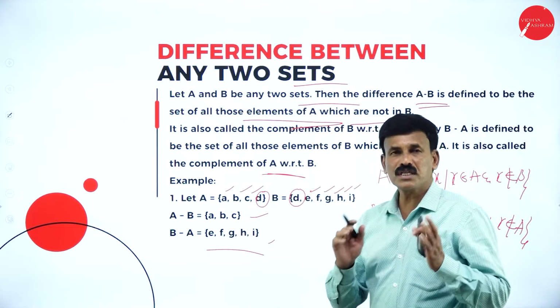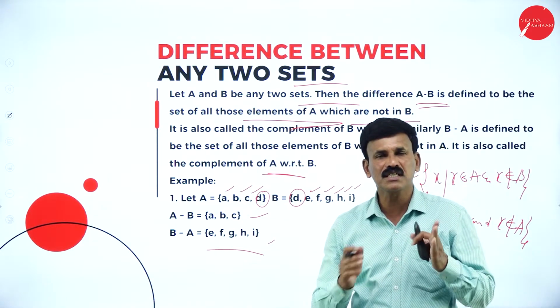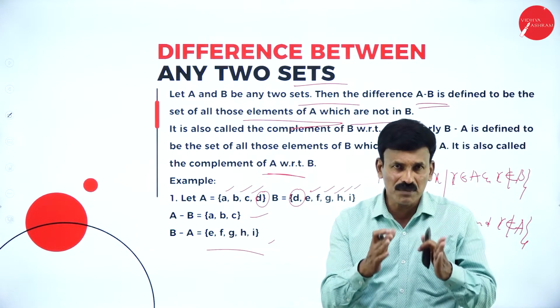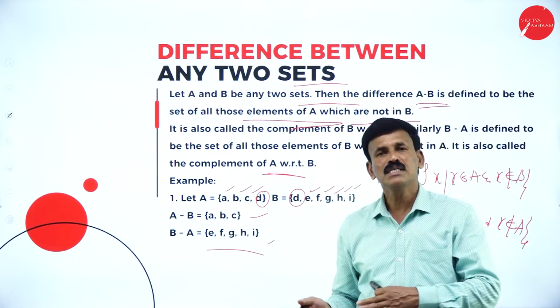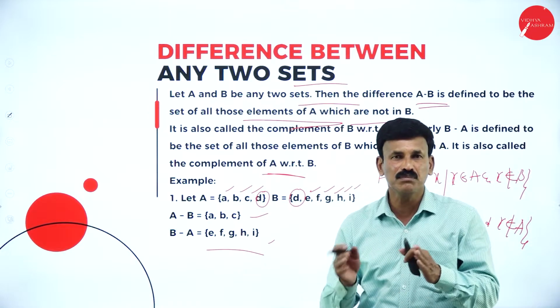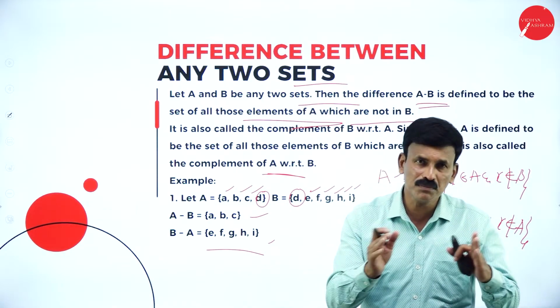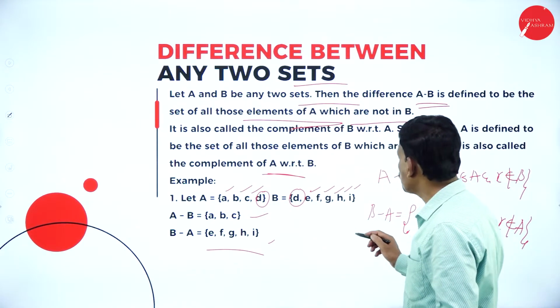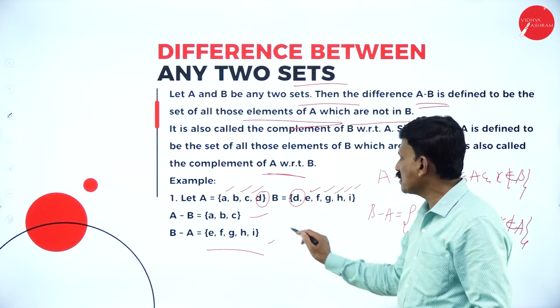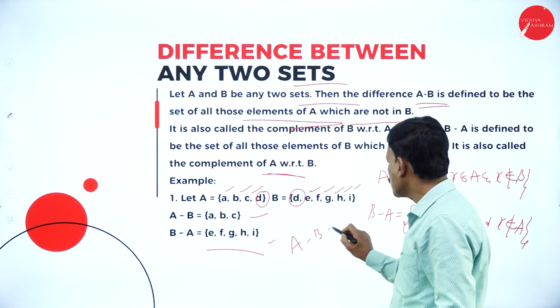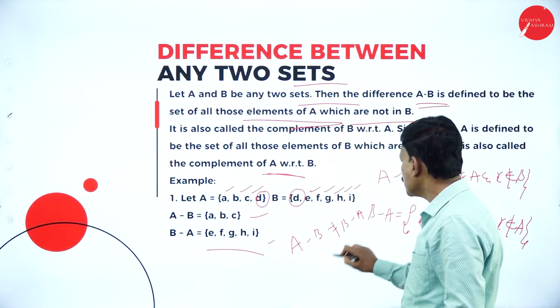That is the difference. So what is the actual meaning of difference? Difference between A and B means the elements which are in A but not in B. Similarly, difference between B and A means B minus A, the elements which are in B but not in A. So what do we say from these two? A minus B and B minus A are not equal. A minus B is not equal to B minus A, right?